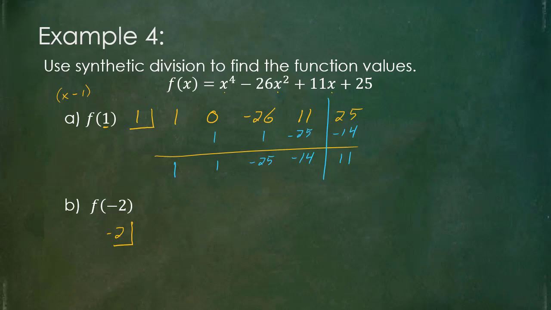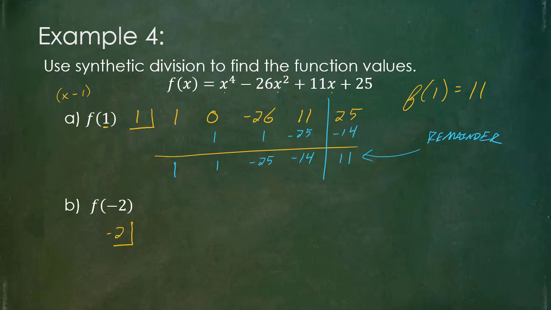And again, drawing that line, this right here is my remainder, which means, because of the remainder theorem, that I can conclude off to the side here that f of 1 is equal to 11. All the other numbers really are not that important when it comes to just evaluating a function at a value.